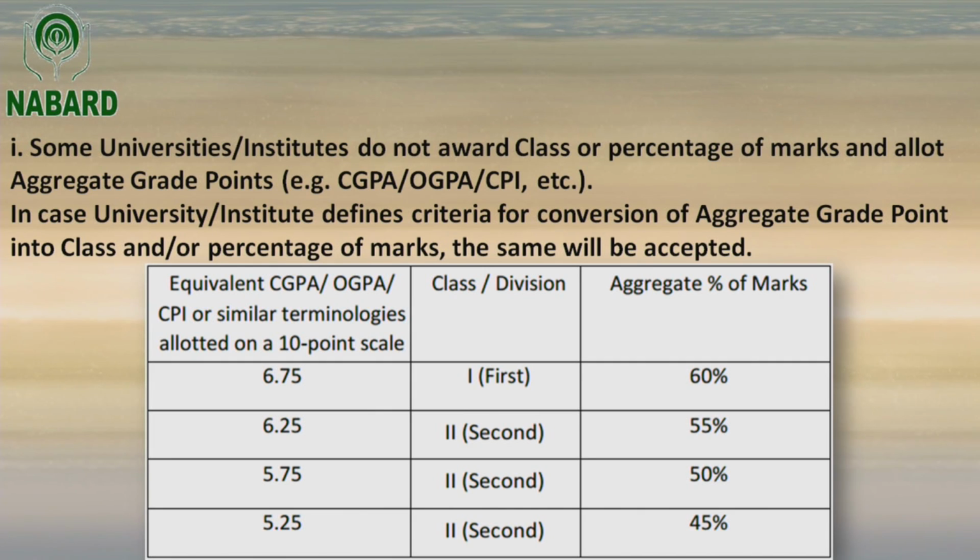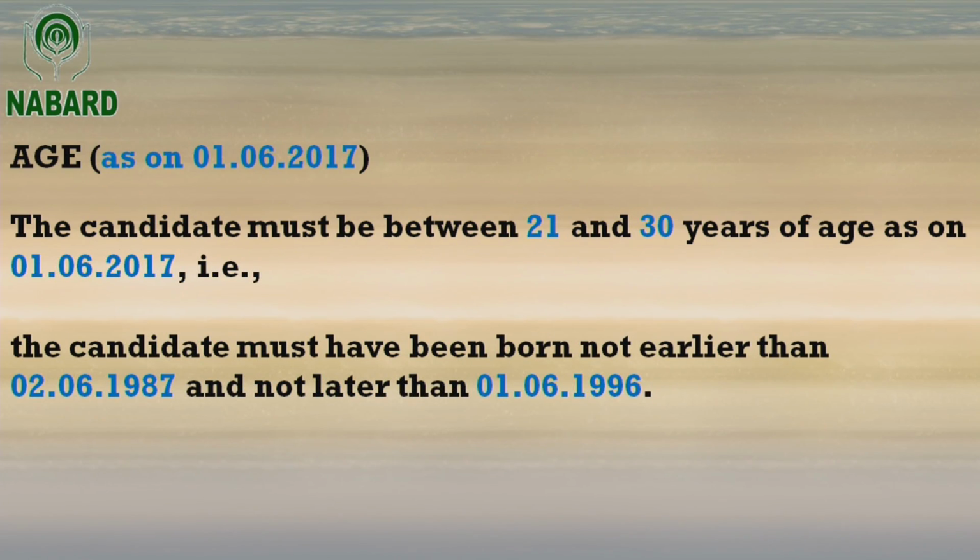Let's move to our next information. The next slide talks about the age limit, that is as on 1/6/2017, that is 1st of June 2017. The candidate must be between 21 and 30 years of age as on 1st of June. That is, the candidate must have been born not earlier than 2nd of June 1987 and not later than 1st of June 1996.